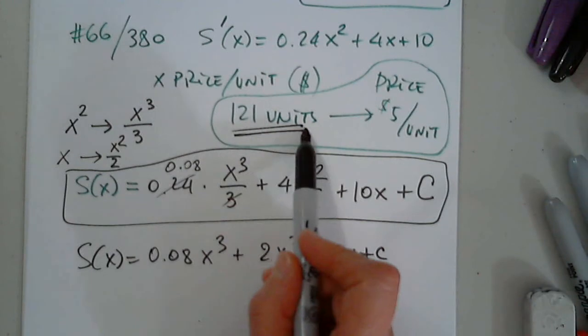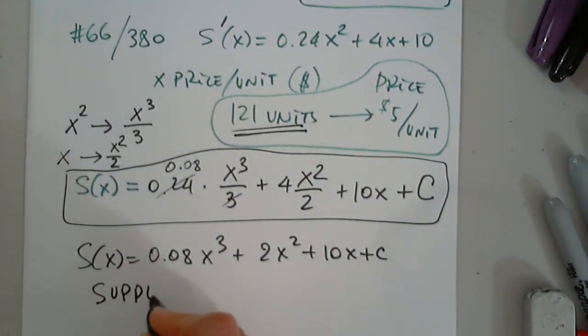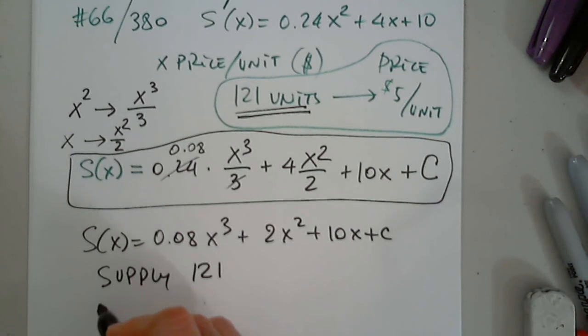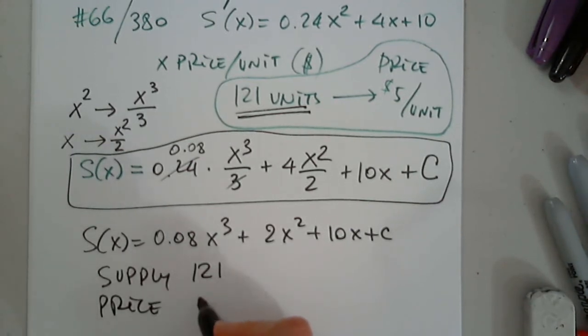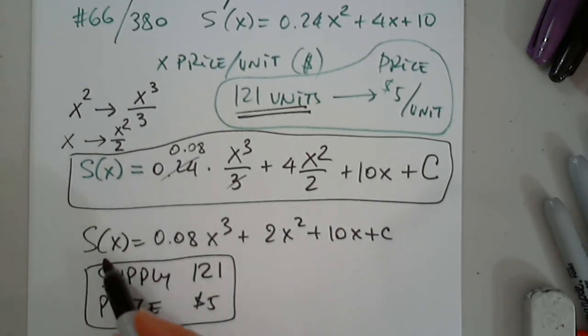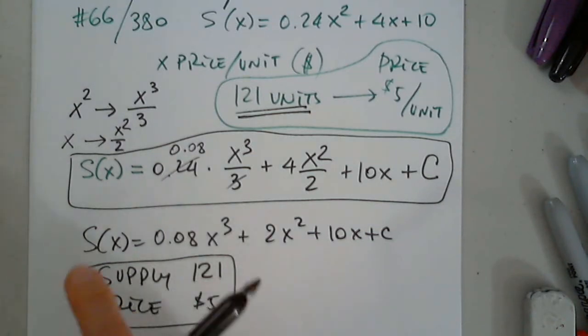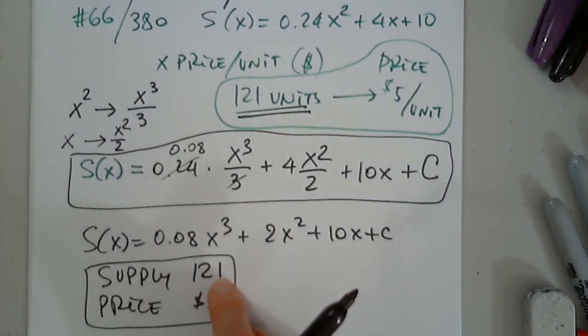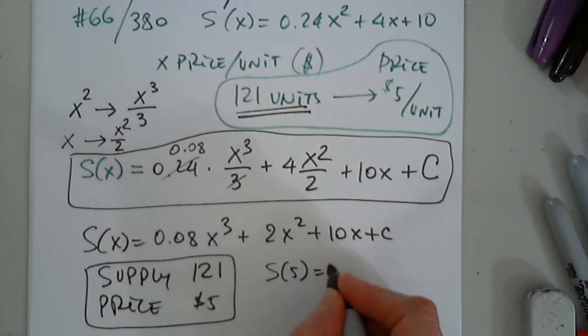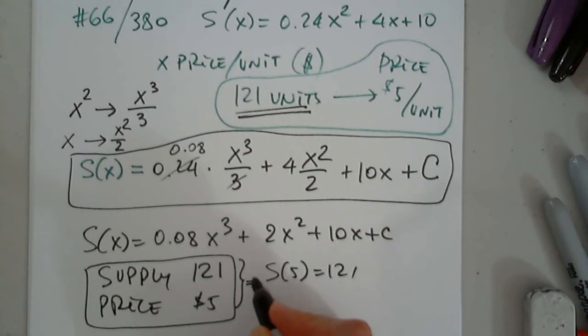And now we are told the supply is 121 when the price is 5. So what does this mean? What does this tell you about the given function? What is given to us? Y is 121. Yes. So this is 121 when? X equals 5. Exactly. So we are given that S of 5 equals 121. This is exactly what this means.